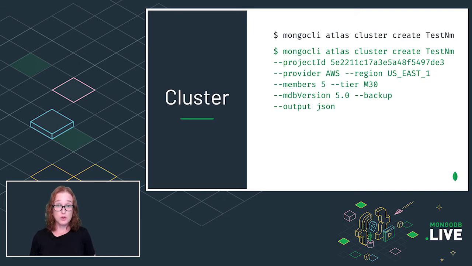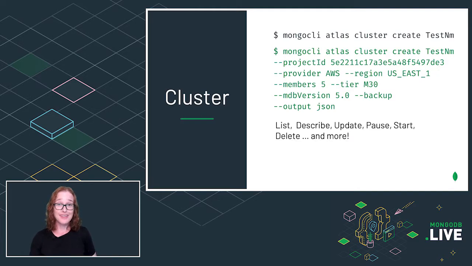The cluster command shown here allows you to do this kind of fine-grained configuration. This example in green creates a 5-member replica set with an M30, so a pretty powerful production-grade cluster with 8 gigs of RAM and 40 gigs of storage. That's in AWS and the Eastern region, with backup enabled and the truly latest version of MongoDB, and it outputs the results in JSON format.